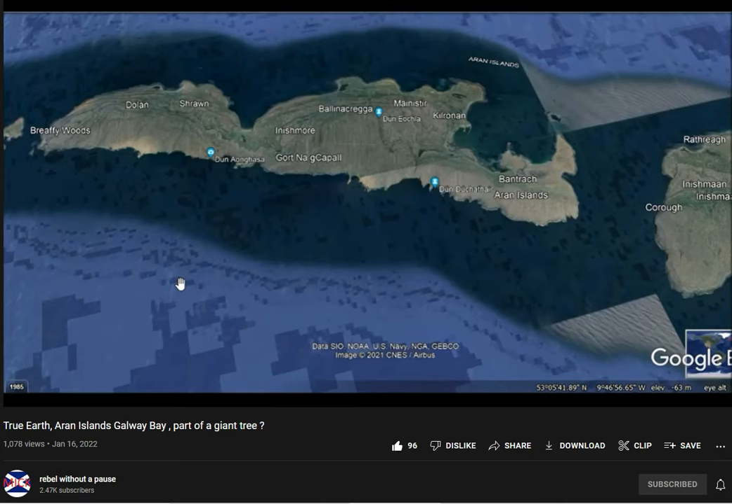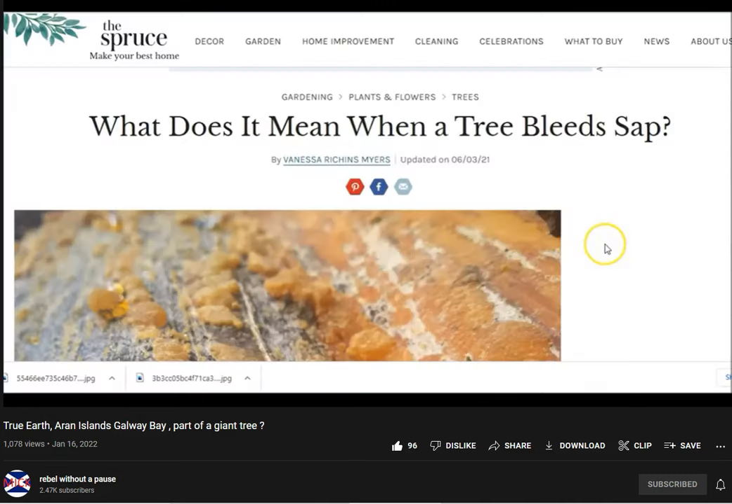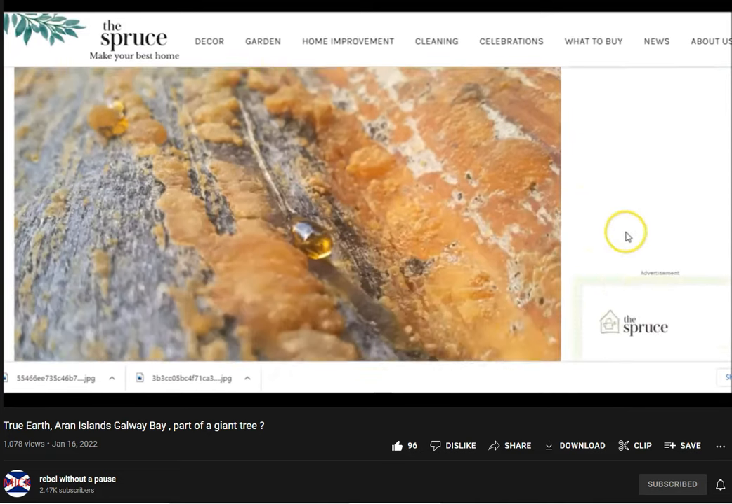And the same if sometimes cracks appear on trees, and you'll see the sap bleeding out of the tree. Right, so if the tree's turned to stone, what about the sap? And right, a minute. What does it mean when a tree bleeds sap?